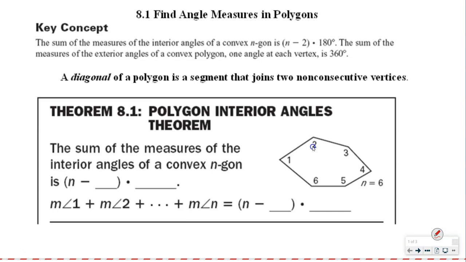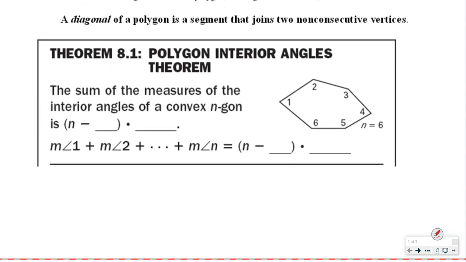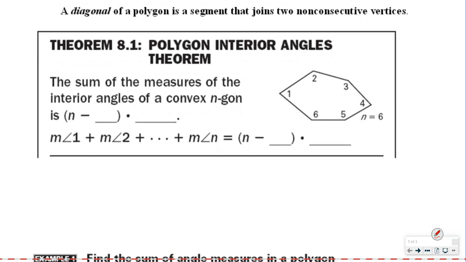All right, so into this first theorem here. Theorem 8.1, polygon interior angles theorem. So we're looking at our interior angles. The sum of the measures of the interior angles of a convex n-gon, in this case n equals 6, 6 sides, 6 vertices, is n minus 2 times 180. So we can see we can plug in any number for n. However many sides our polygon has, we plug that number in for n. And then we use this formula, and it tells us what the measures of all of the interior angles added up will be.